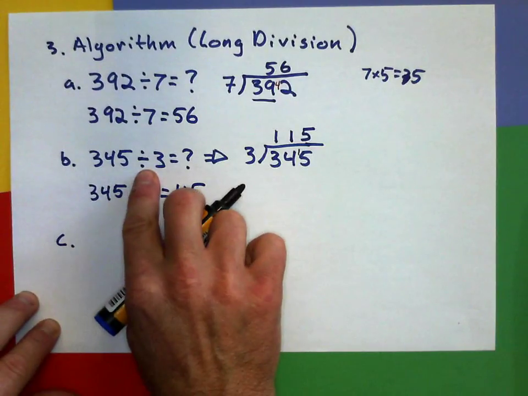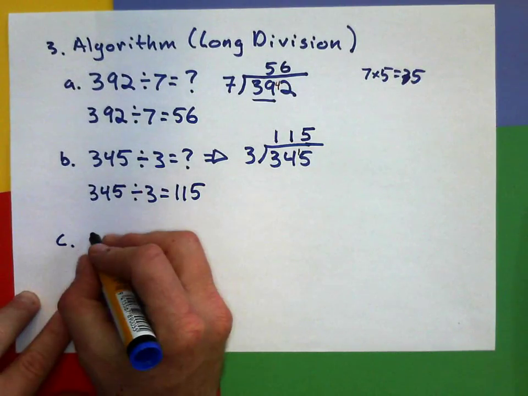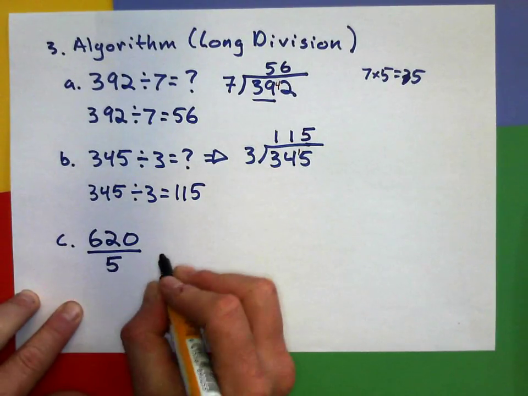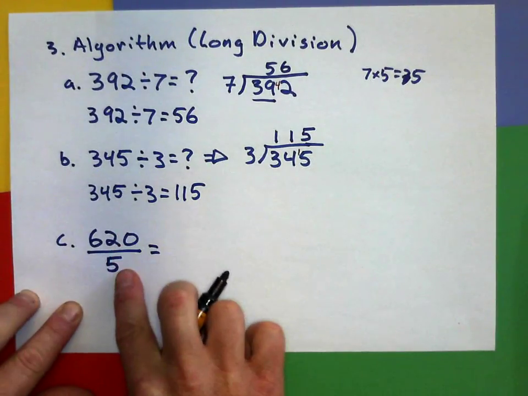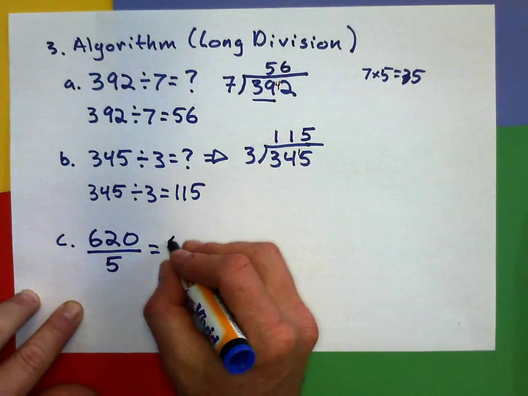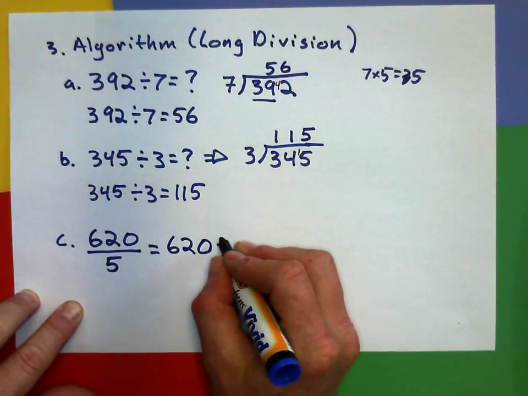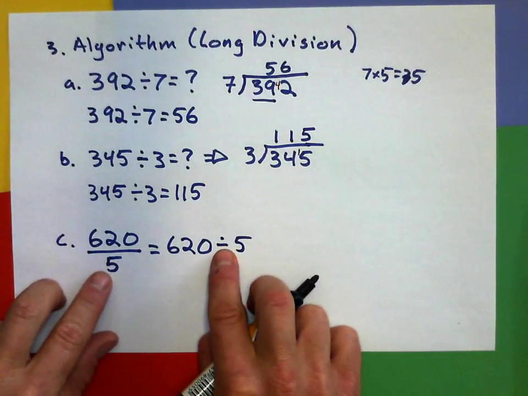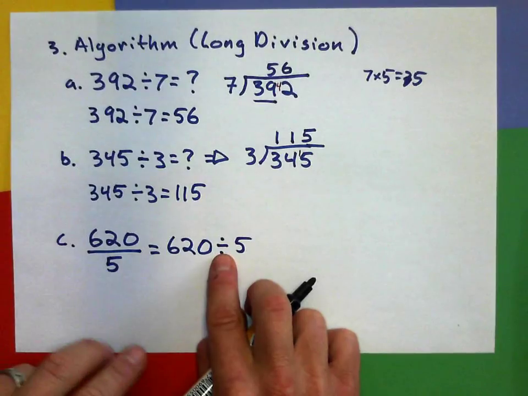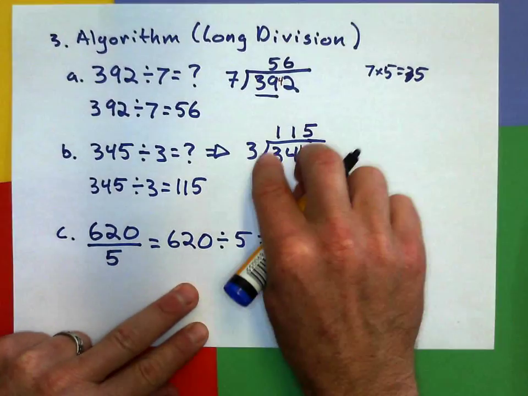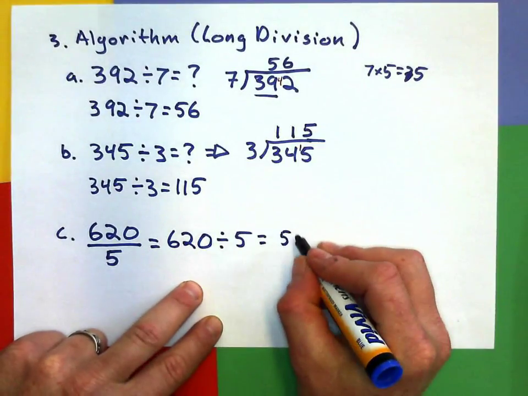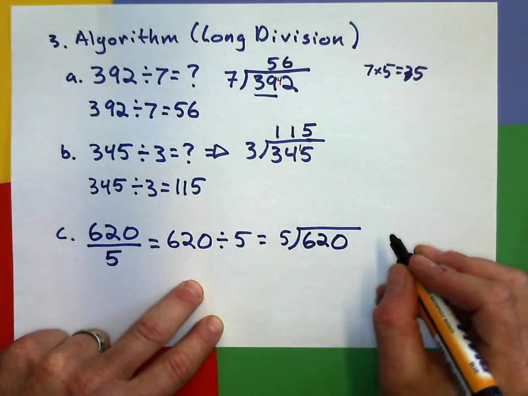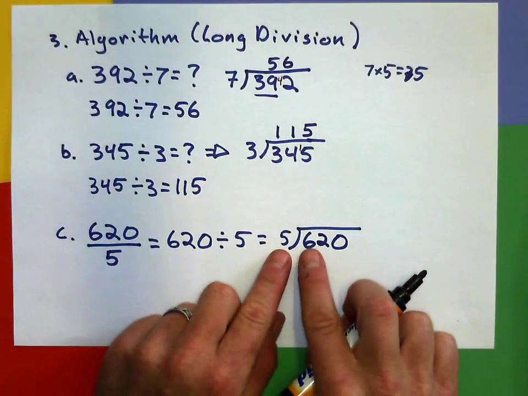Finally, instead of this division sign, I can use a fraction bar. And this right here, 620 over 5, means 620 divided by 5. Okay, it's just another way of writing it. They kind of look the same. The division sign kind of looks like the fraction bar. It probably is. So I use this, 5 on the outside, 620 on the inside, and I start doing my thing.